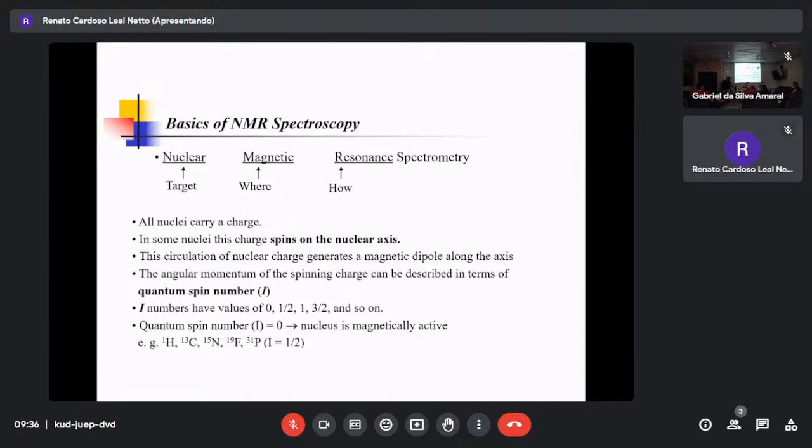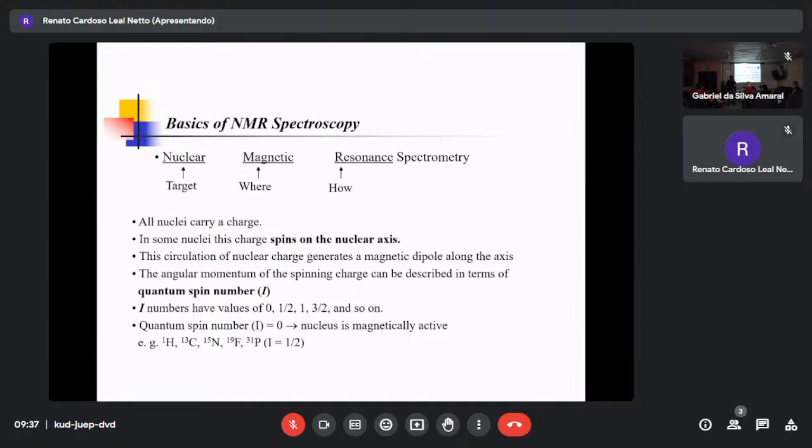This is okay. Then all nuclei carry a charge. This is the nuclear charge. Because this one is basic, many people know already, but I want to remind you. Nucleus has a charge. Which charge is it? Plus. The plus charge. And then in some nuclei, this charge is on the nuclear axis. Not all nuclei, only some. So that's why we call it a magnetically active nucleus. The best one is the proton.